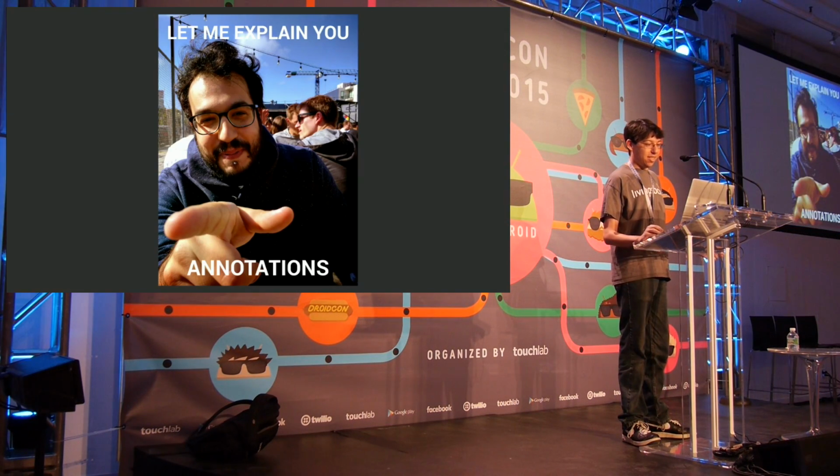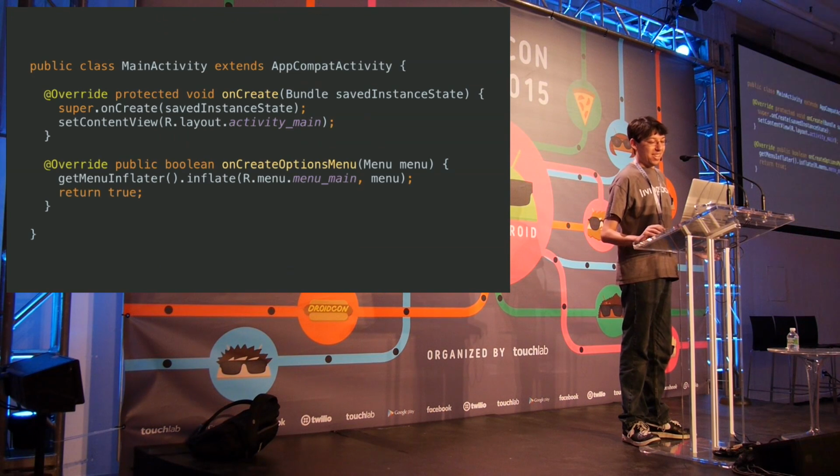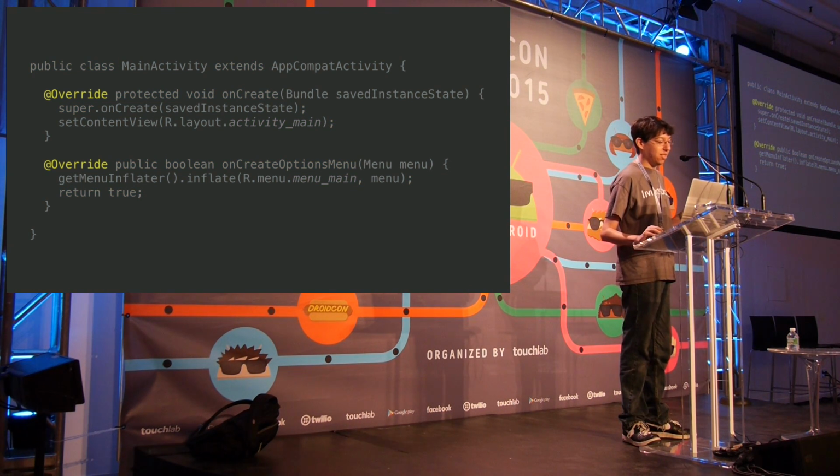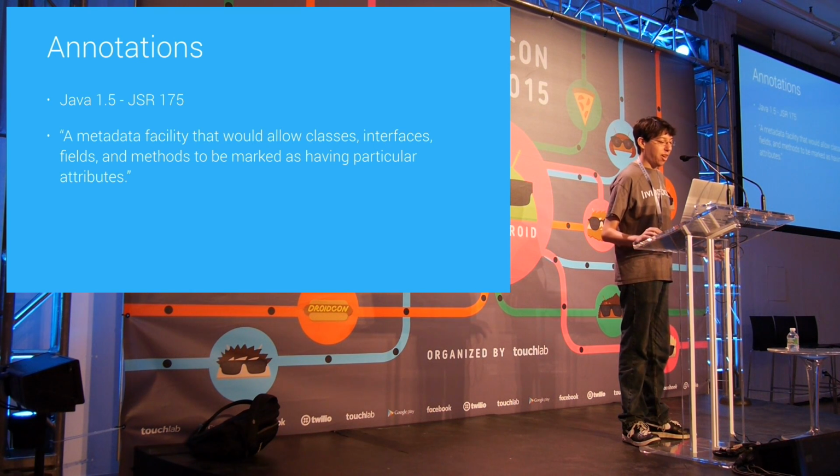So I'm going to explain annotations. If you've never seen them before, this is the code that you get when you hit New Project in Android Studio. The little things that are yellow, override, that's the annotation. Annotations came around in Java 1.5. It was a very vague definition: just metadata on any element in a class.